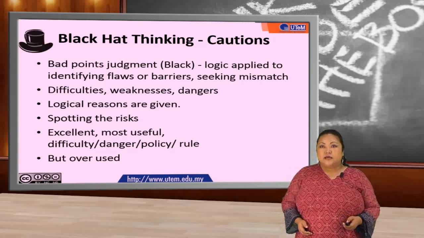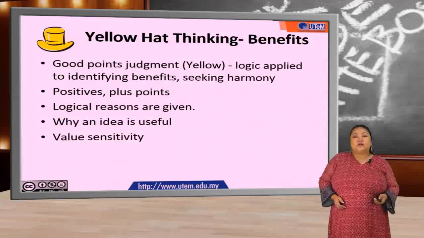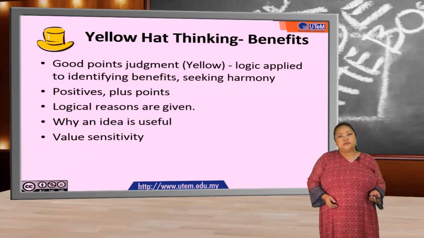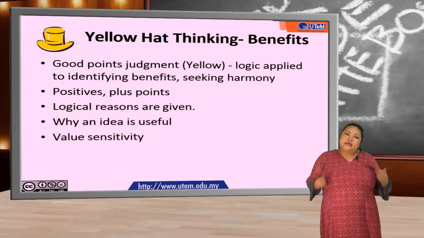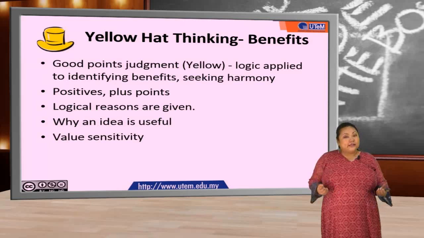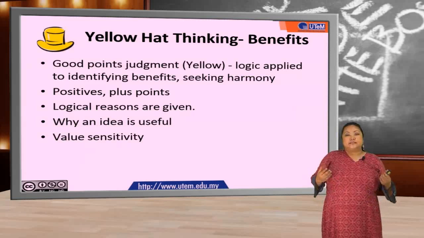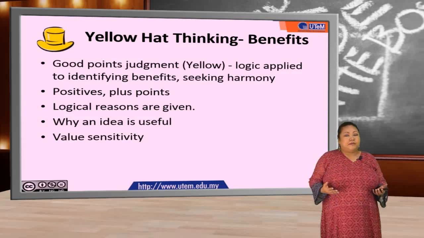Next is yellow hat thinking, and it's all about benefits. You talk about good points, the positivity, the positive aspects. Again, this is not a Pollyanna thing. As with the black hat thinking, yellow hat thinking must also be applied with logic. You identify the benefits, but it has to be logical. It has to have justification. It seeks harmony, it seeks positives, it seeks plus points, why an idea is useful, and it values sensitivity.